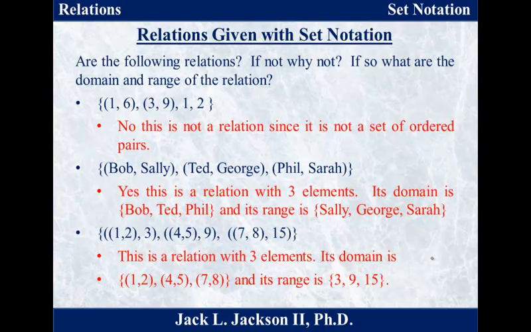So notice that the ordered pairs don't just have to be a single number for the first coordinate and a single number for the second coordinate. You could have more complicated things like an ordered pair for a first coordinate or a second coordinate. You could have people for coordinates instead of numbers. So it's not just single numbers always.